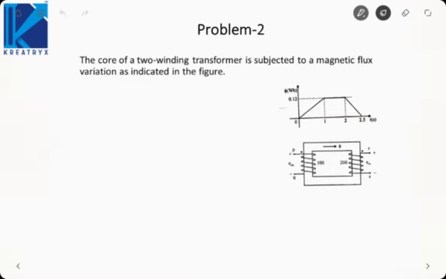In our next problem, we have been given a core of a 2 winding transformer which is subjected to a magnetic flux as shown. We need to find the variation of EMF, that is ERS.